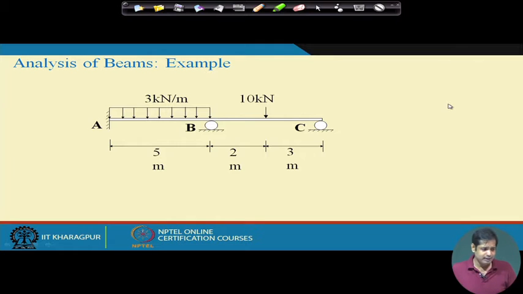The idea is the numerical demonstration of the concept. We could have taken a more complicated structure with more spans, but the essence of the concept will remain the same irrespective of the problem. As I always say, the idea is not particularly to solve an example in this class, but through that example to demonstrate the application of the concept.